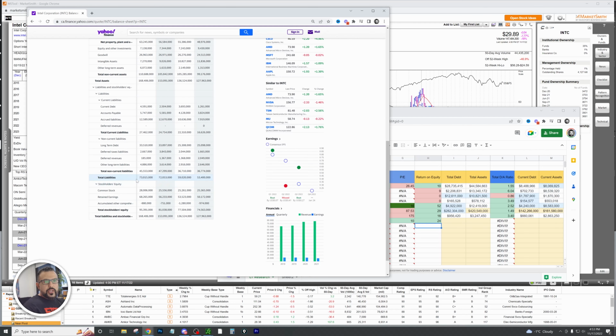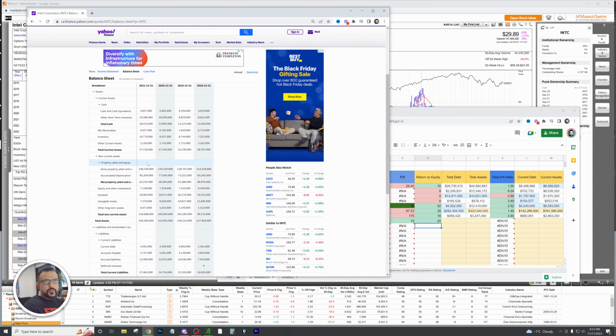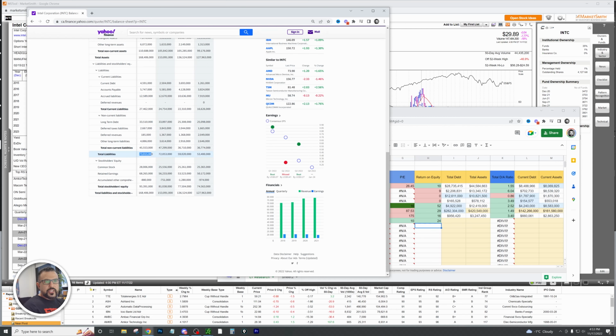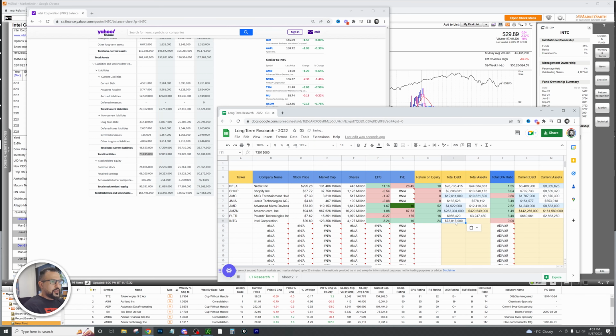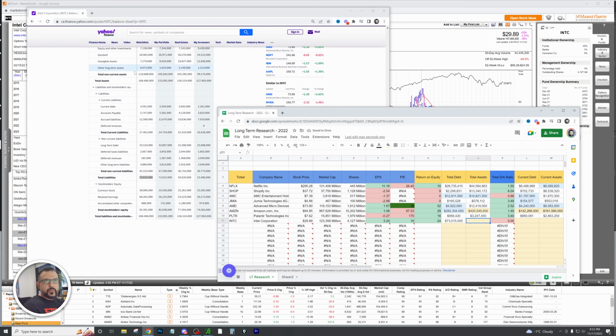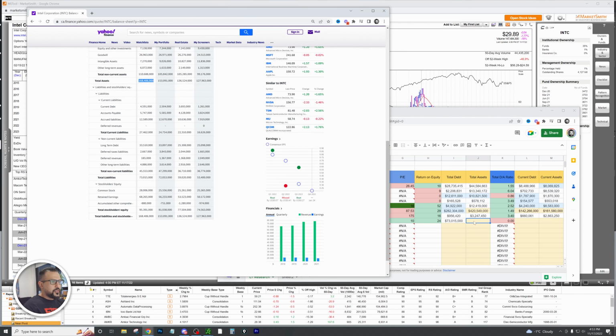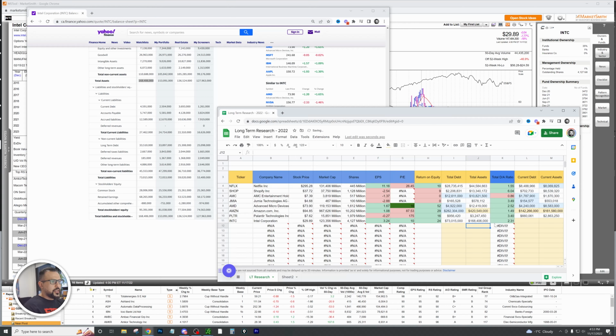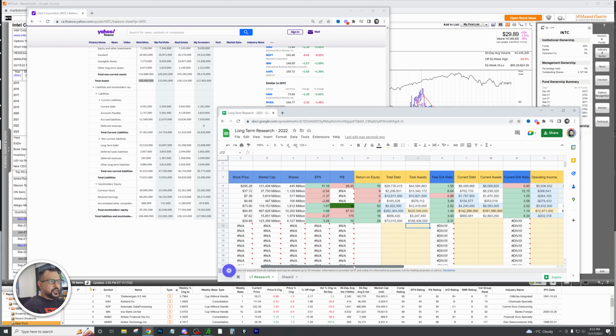Total liabilities right here. Perfect, total liabilities, we got 73 million. So we're going to put that right here. Now total assets, we have 168 million. We're going to plug that in. Perfect. We have another green total debt to asset ratio. It means our assets can cover our debts. Perfect.